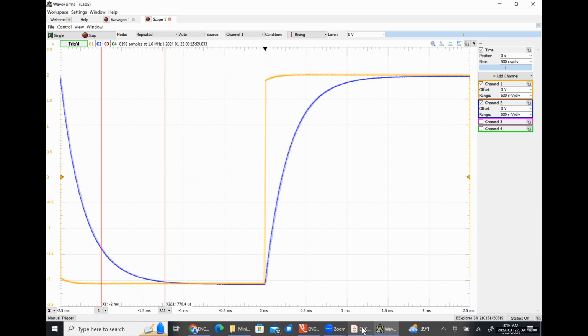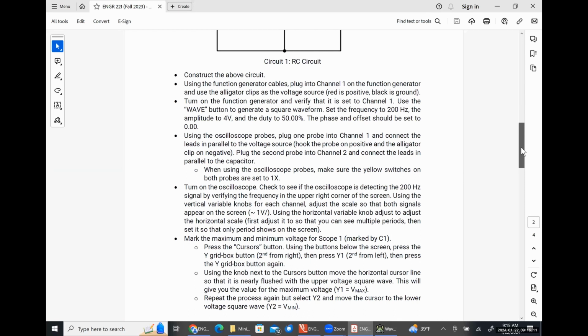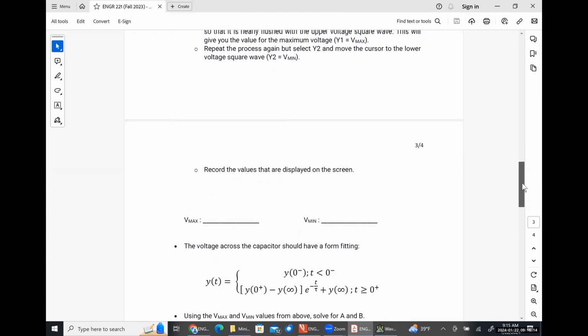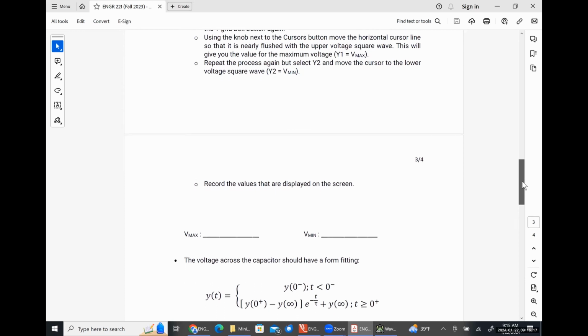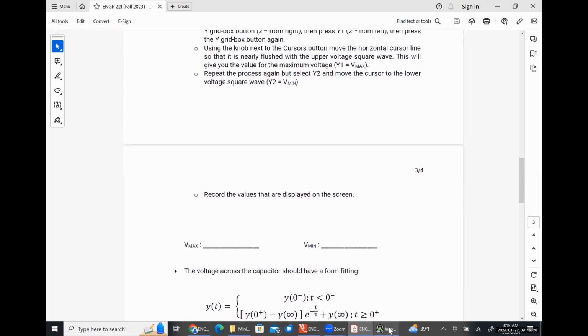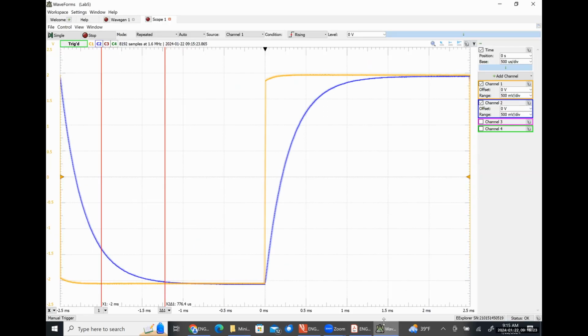So if we pop back over here, we are asked to record the maximum value of the voltage and the minimum value of the voltage. If we look at this guy right here, it's set to be 500 millivolts per division, and this triangle right here is giving us our origin. So we are 1, 2, 3, 4 divisions up. That's 4 times 500 millivolts, or 2 volts. So our maximum value is positive 2 volts. Same thing, 1, 2, 3, 4. Our minimum value is negative 2 volts.